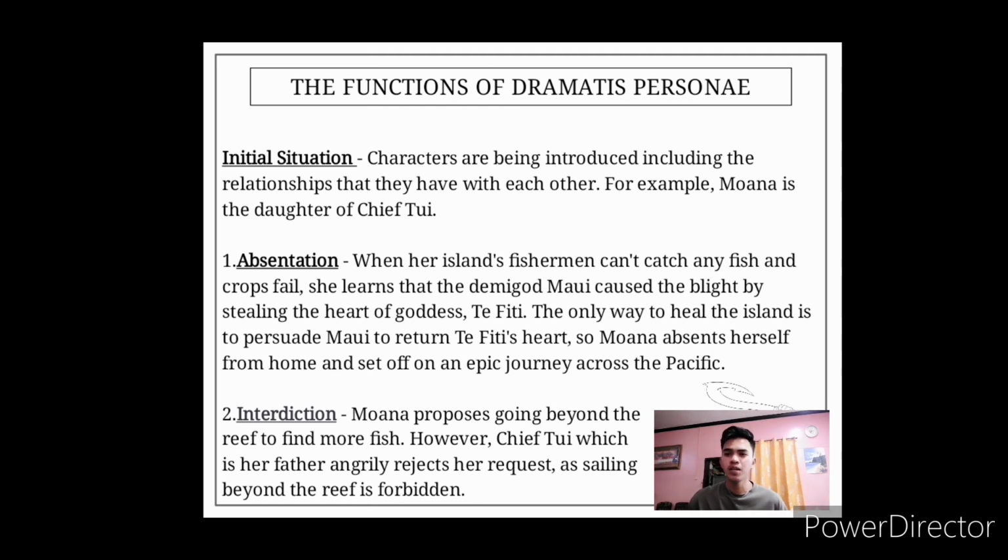Then we have absentation. One member of a family absents himself from home. This function is also present in the story. When Moana's island's fishermen can't catch any fish and crops fail, she learns that the demigod Maui caused the blight by stealing the heart of the goddess Te Fiti. The only way to heal the island is to persuade Maui to return Te Fiti's heart. So Moana absents herself from home and sets off on an epic journey across the Pacific.